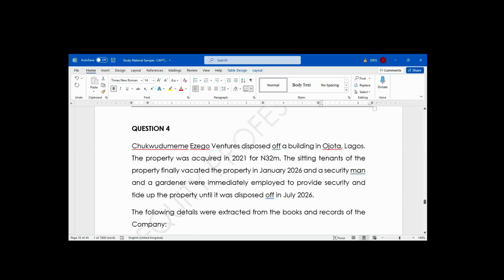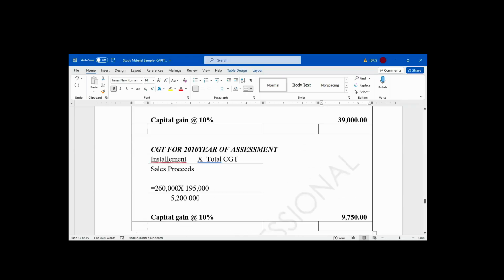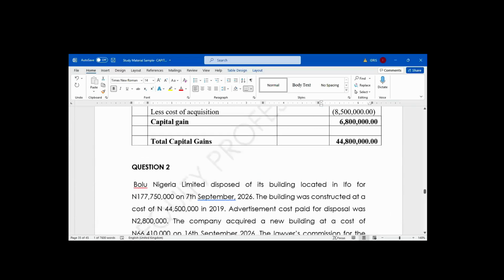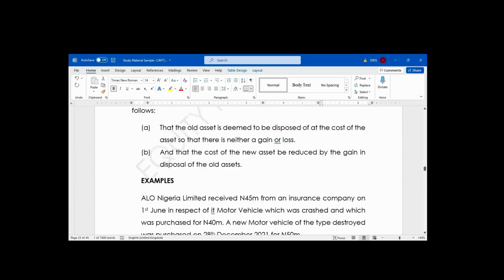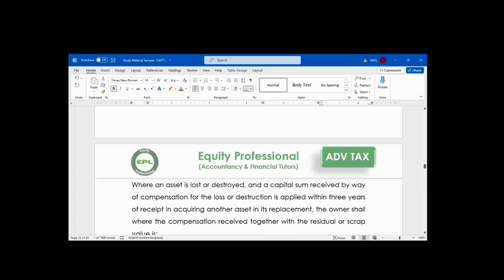So that is it on this hire purchase transaction. We should know how to differentiate between the first one we solved and the second one. In the first one, you buy an asset on hire purchase and later sell it at the normal price. But in this second one, you are selling an asset on hire purchase; you do not buy it on hire purchase. Do you understand? So that is hire purchase transaction on capital gain tax.